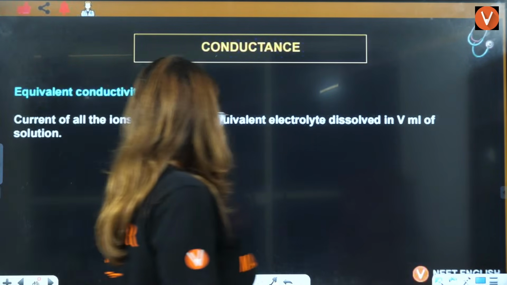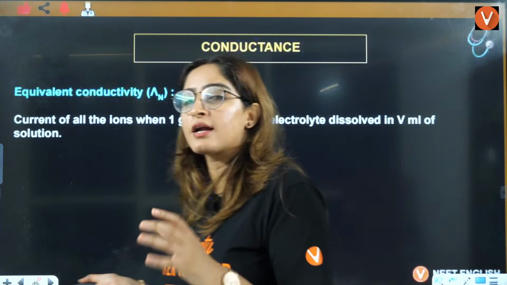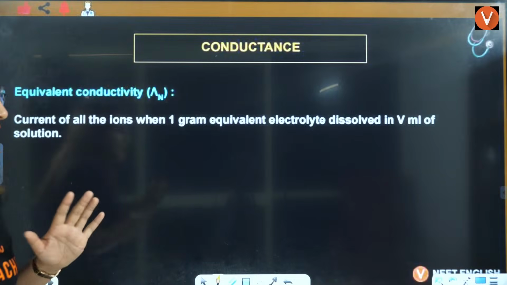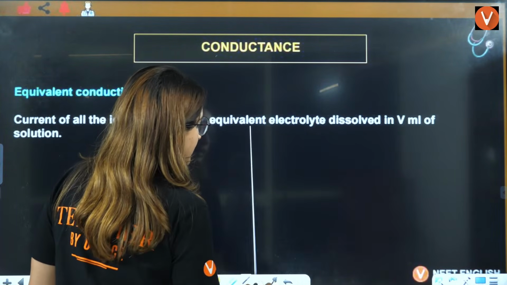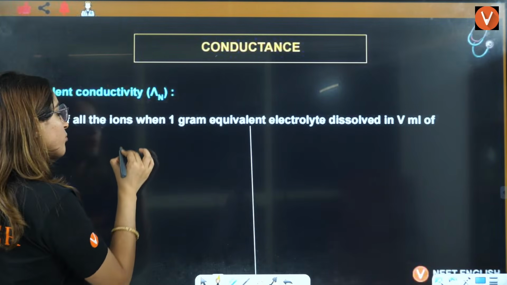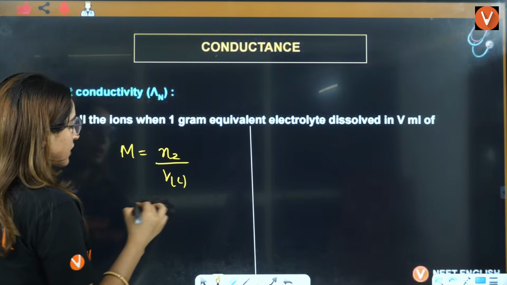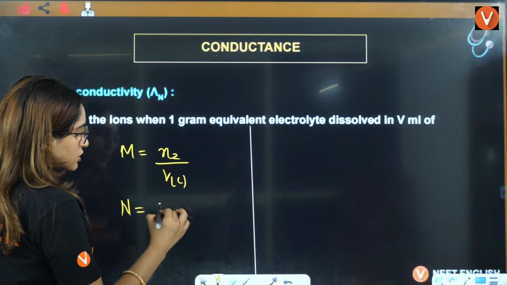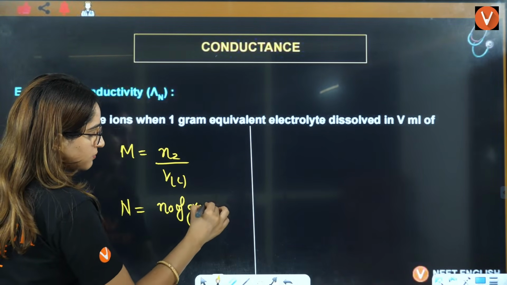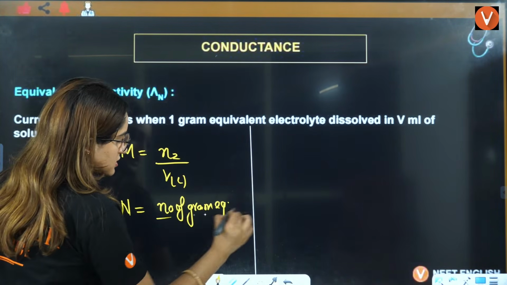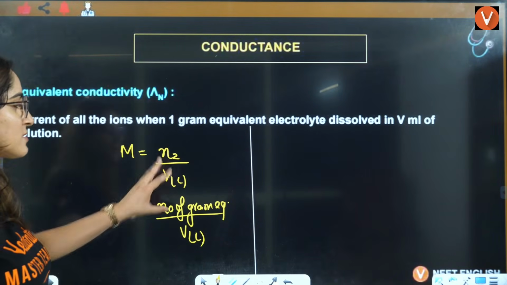Now, what is equivalent conductivity? If you remember, we have already studied molarity, normality, right? Now, a very simple game is that molarity is equal to number of moles of solute divided by volume, and normality is equal to number of gram equivalents divided by volume, right? That is the difference.